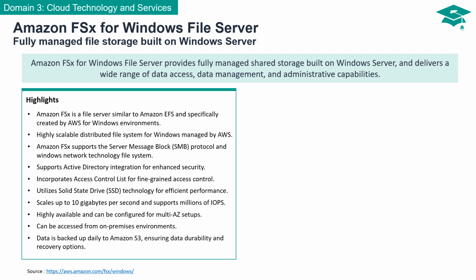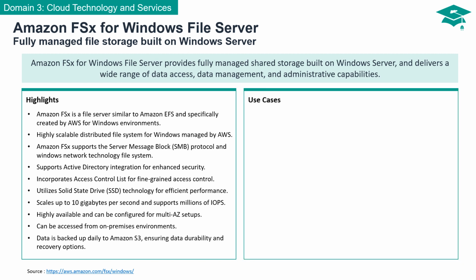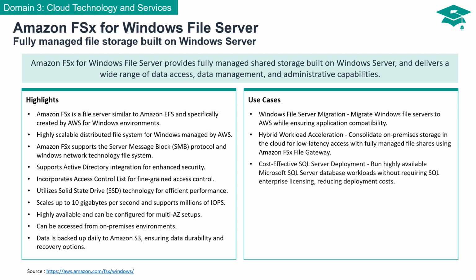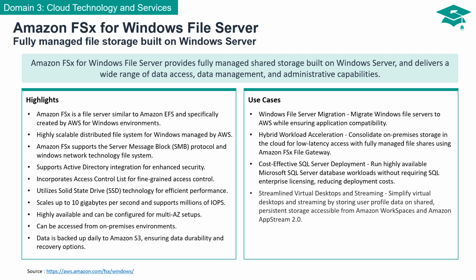Now, let's look at some use cases that showcase the versatility of Amazon FSx for Windows File Server. Migrate Windows File Servers to AWS seamlessly, ensuring application compatibility. Consolidate on-premises storage in the cloud for low-latency access with fully managed file shares using Amazon FSx File Gateway. Run highly available Microsoft SQL Server workloads without requiring SQL Enterprise licensing, reducing deployment costs.